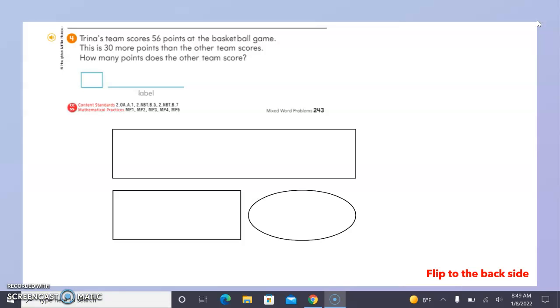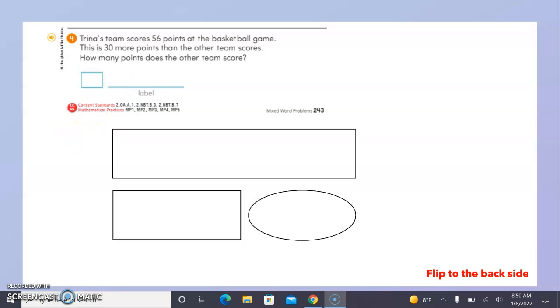Number 4 says Trina's team scores 56 points at the basketball game. This is 30 more points than the other team scores. How many points does the other team score? So I put comparison bars here. Go ahead and draw your comparison bars because I see that it has that special word more. When we see the words more or fewer, we know that we need to use comparison bars. So Trina's team scores 56 points, and that's 30 more than the other team. So who scores the most points?